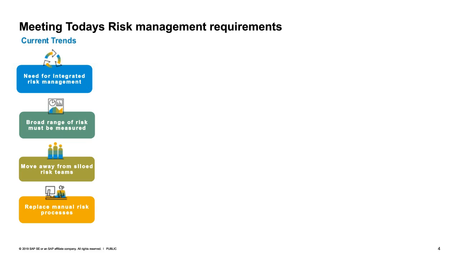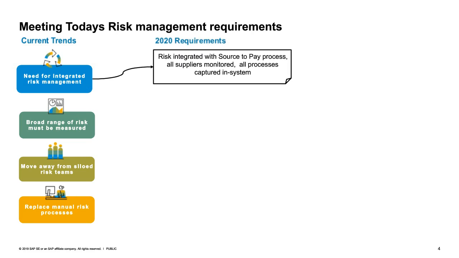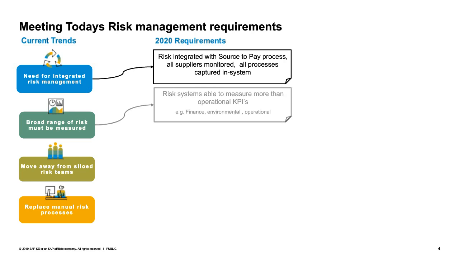So based on these requirements, the takeaway is, systems will be required to be fully integrated through the source-to-pay process, monitoring all your ERP suppliers and all the processes around risk captured in the system. As well as that, we need to be able to measure more than just operational KPIs. This is really critical coming out from the research.